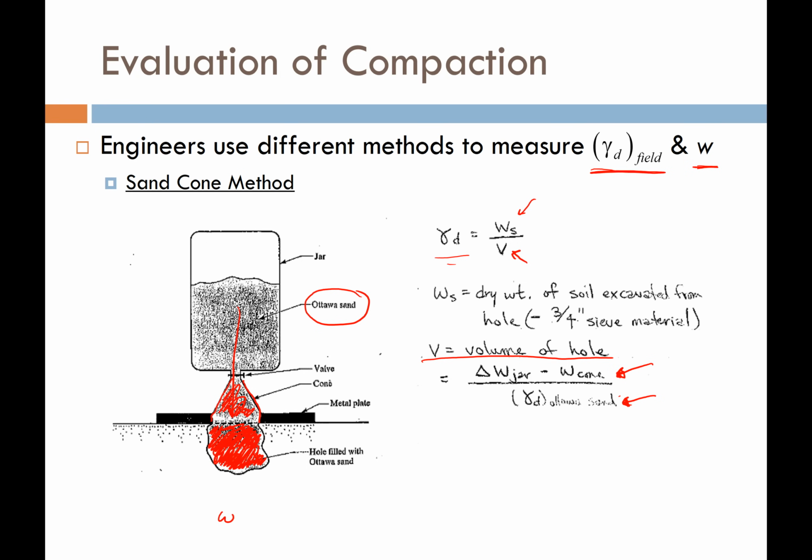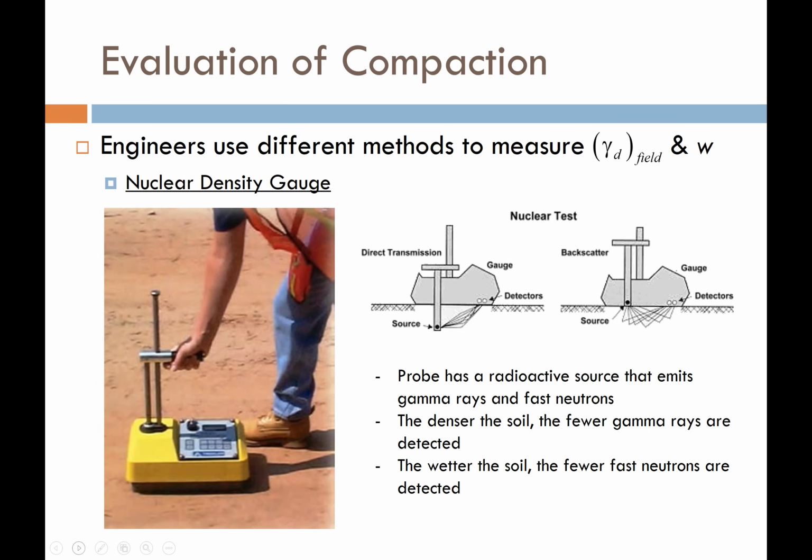Now, most field engineers today use a different method. They're going to use a nuclear density gauge. The nuclear density gauge works because it has a radioactive source on the end of this rod that I'm highlighting right here. And that rod can get pushed down into the ground at different depths. And on the back end of the nuclear density gauge, inside of the gauge, there are a couple of sensors or detectors. And what they're sensing are gamma rays and fast neutrons that are being emitted by the radioactive source.